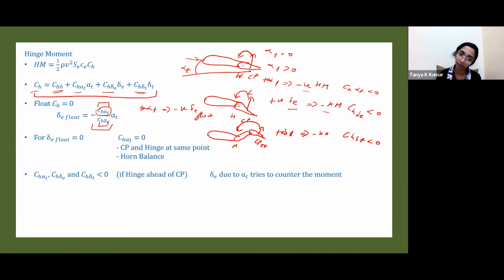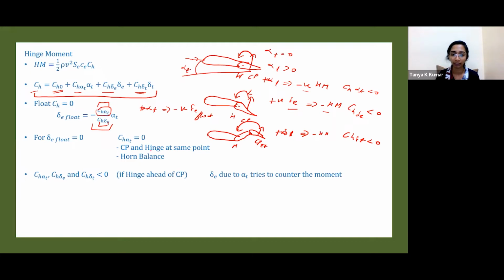How do you achieve CH alpha T of 0? We saw that there is a hinge moment due to alpha T because the lift produced at the center of pressure produces a negative moment at the hinge. Now, if your center of pressure and hinge are at the same point, it would produce no moment. Then your CH alpha T would be 0. So that is one way.